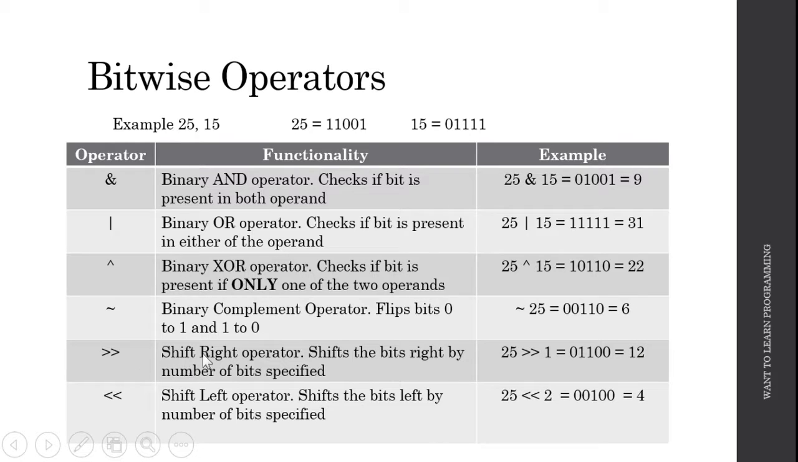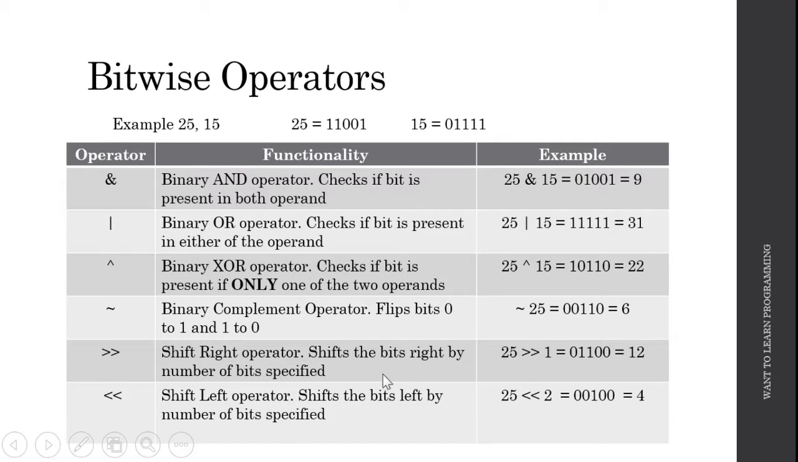This is the shift right operator. It shifts the bits to the right by the number of bits specified. So 25 right shift 1 translates to 01100. When this moves to the right, this one goes away, this comes here, this comes here, and this one comes to the second place. And a 0 is put as prefix. So this translates to 12 in the decimal system.